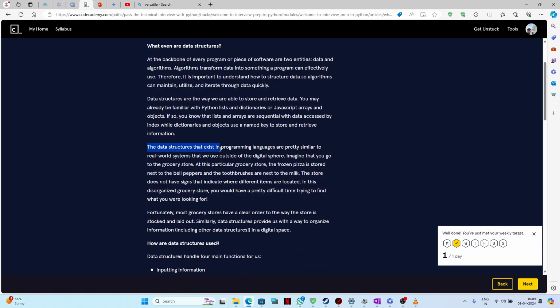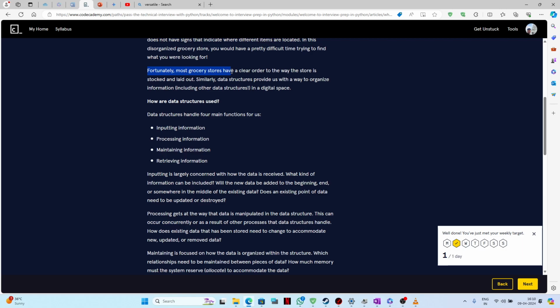The data structures that exist in programming languages are pretty similar to real world systems that we use outside of the digital sphere. Imagine that you go to a grocery store. At this particular grocery store, the frozen pizza is stored next to bell peppers and the toothbrushes are next to the milk. The store does not have signs that indicate where different items are located. In this disorganized grocery store, you would have a pretty difficult time trying to find what you were looking for.